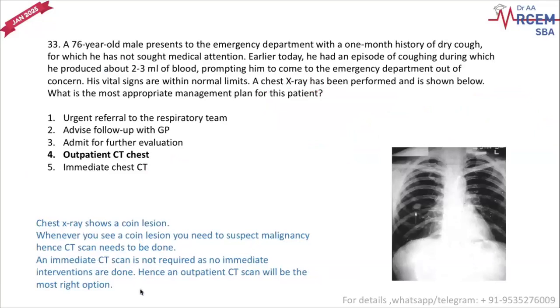A 76 years old male presents to the ED with a 1 month history of dry cough for which he has not sought any medical attention. Earlier today, he had an episode of coughing during which he produced 2 to 3 ml of blood, prompting him to come to the emergency department out of concern. His vitals are stable. X-rays performed are shown below.